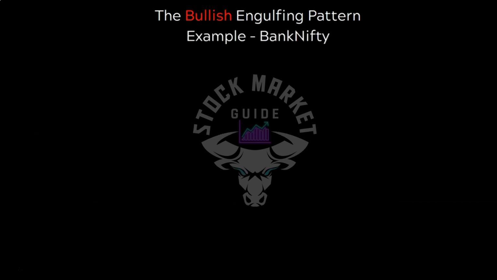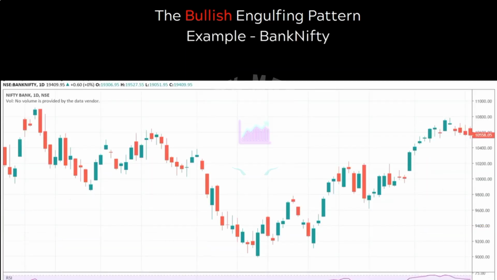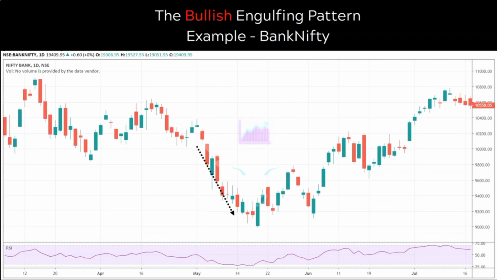Let's see a practical example. This is the chart of Bank Nifty and please note this downtrend here. Notice this downtrend is followed by the formation of a bullish engulfing pattern as shown in this yellow box. I will just zoom in on this part and now you can see it clearly. Please note this first red candle is a small body candle and the next green candle has a gap down opening and completely engulfs the red candle body, thereby making a valid bullish engulfing pattern.